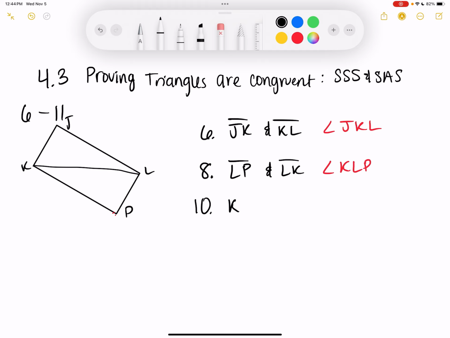Ten. KL and JL. So we've got KL right here, JL right here. So what would this angle be? KLJ.